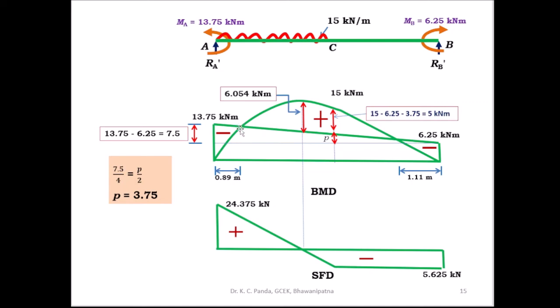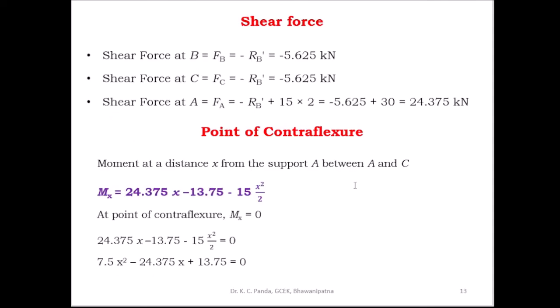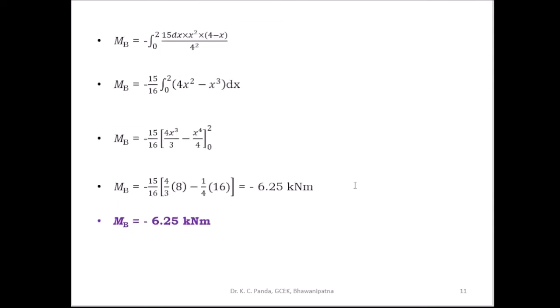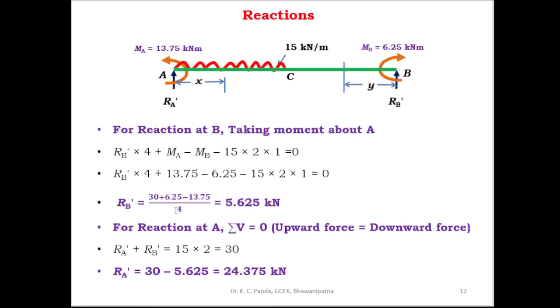Here you have to find out the point of contraflexion. This is one point of contraflexion and this is another point of contraflexion. And also you have to find out the maximum positive bending moment here. So where the shear force is 0, at that position you will get the maximum positive bending moment. So after getting the MA and MB, you can draw the final bending moment diagram or combined bending moment diagram.